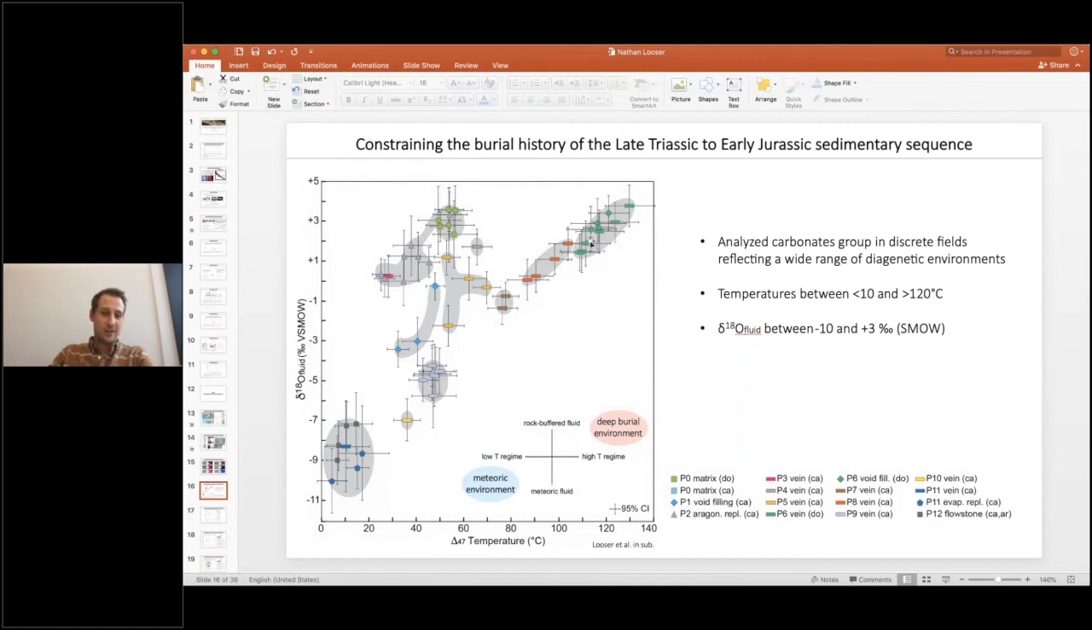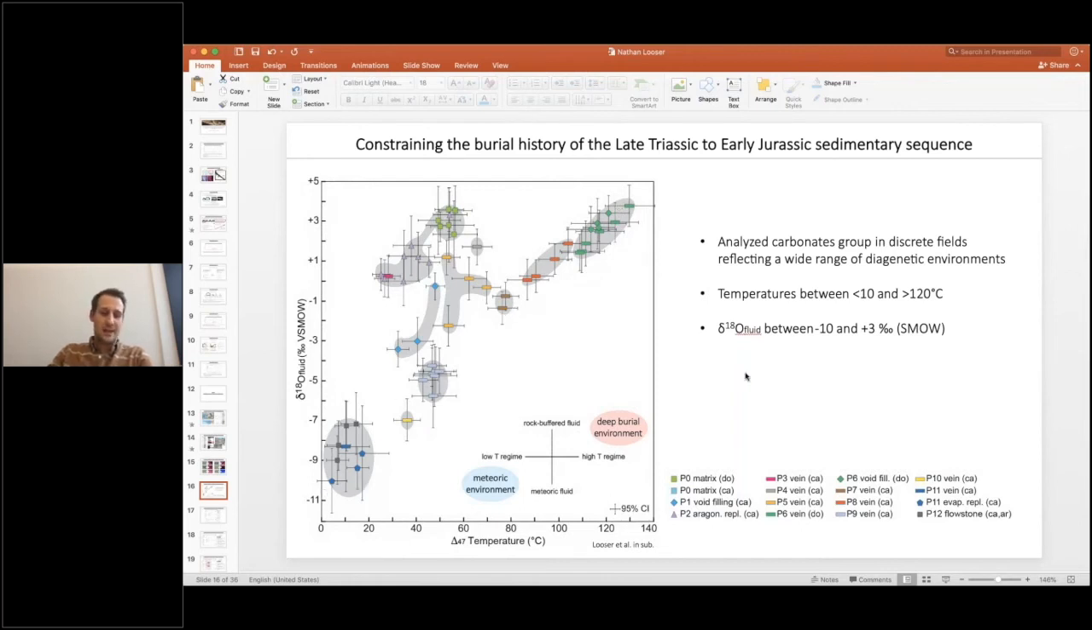And here, with different colors, we indicated the different samples that we analyzed. So all the analyzed carbonates group in discrete fields that reflect different diagenetic environments and temperatures between 10 and 120 degrees. So that's the cold end members, the hot end members, and fluid compositions between +3 and -10.